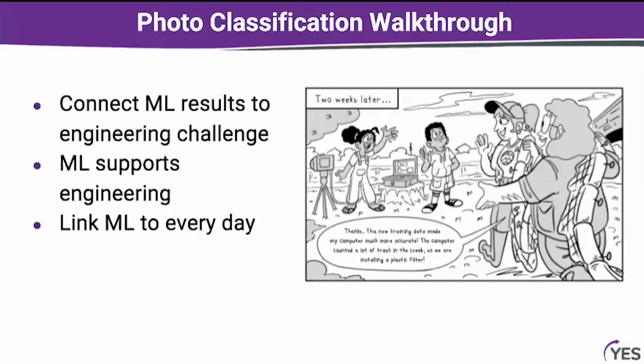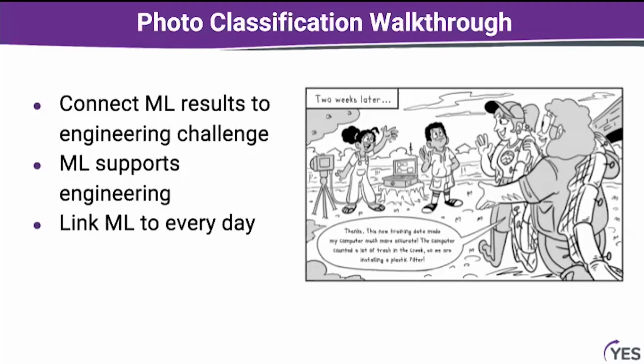And finally, students use this improved model's results to help answer that engineering question. Does the creek actually need a new plastic filter? And they return to the comic to learn that their improved machine learning model helped Carlos's model be more accurate, and that the creek does need a plastic filter so they can actually make changes to their environment.